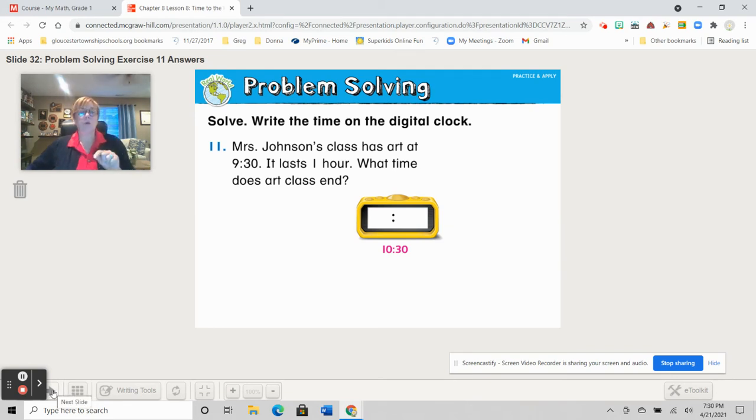Okay, 1 hour means that the minute hand goes all the way around and back to where it started. So it started at the 6 for 9:30, and then it went all the way around again back to the 6, and by this time the hour hand moved to the 10.